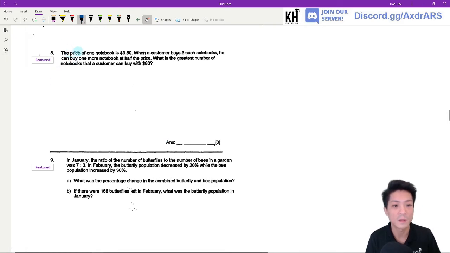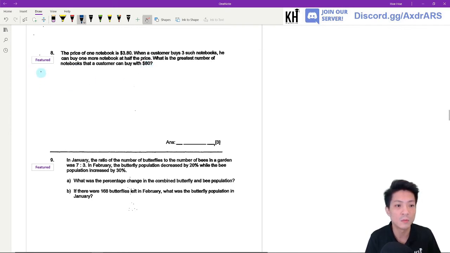Question 8. The price of one notebook is $3.80. When a customer buys 3 such notebooks, you can buy one more notebook at half the price. What is the greatest number of notebooks that a customer can buy with $80?